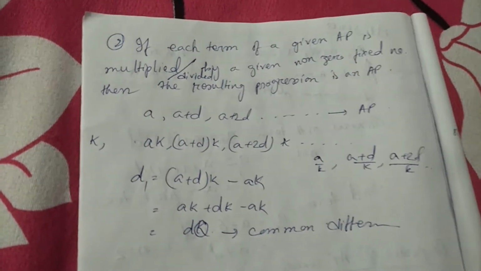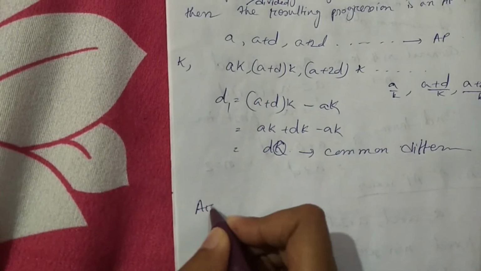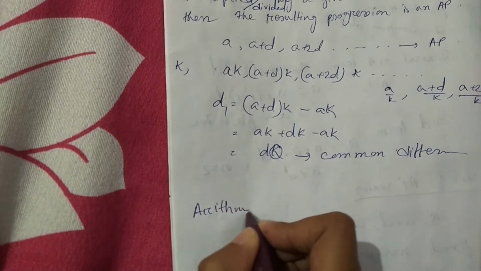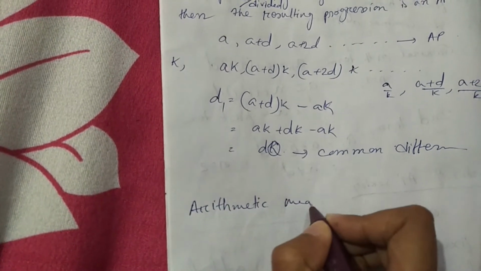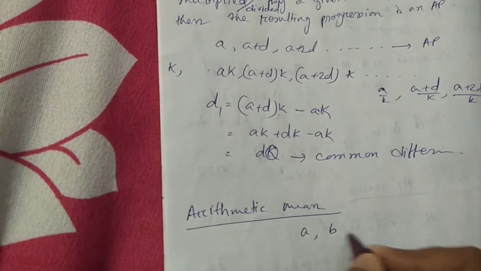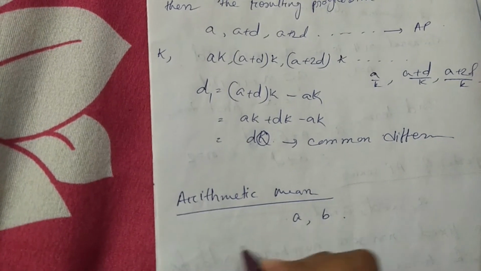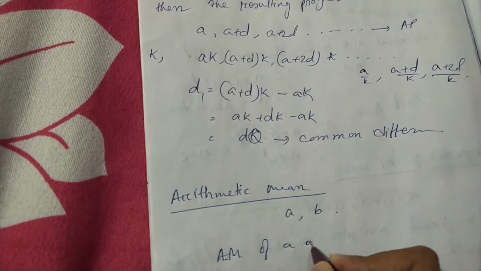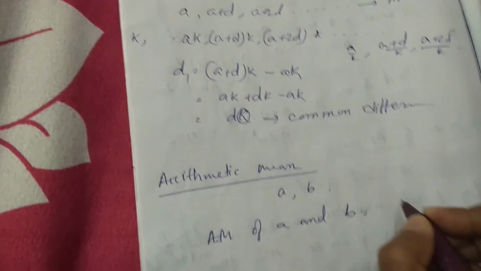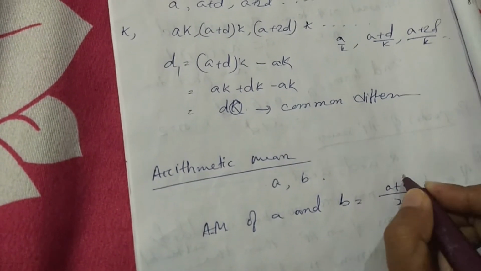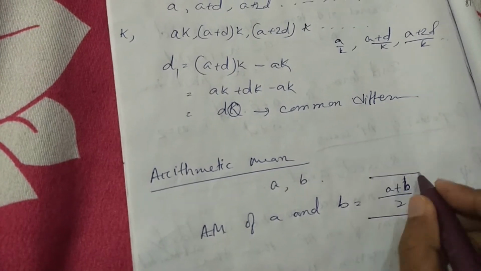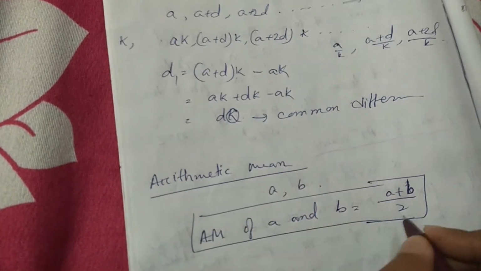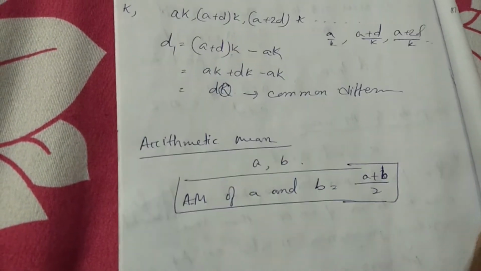Now what is the arithmetic mean? Suppose two numbers a and b are there. The AM, or arithmetic mean, of a and b is written as (a plus b) divided by 2. This is the arithmetic mean of a and b.